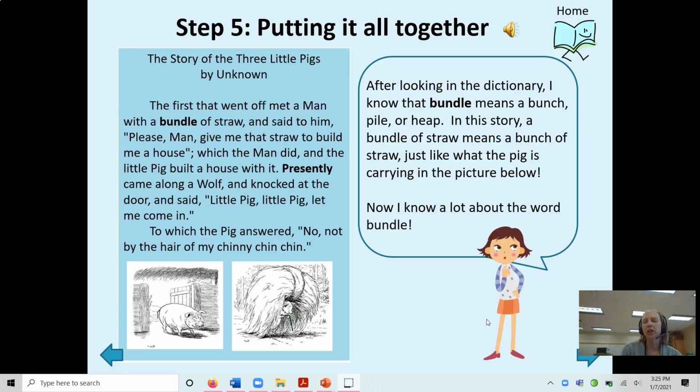After looking in the dictionary, I know that bundle means a bunch, pile, or heap. In this story, a bundle of straw means a bunch of straw, just like what the pig is carrying in the picture below. Now I know a lot about the word bundle.